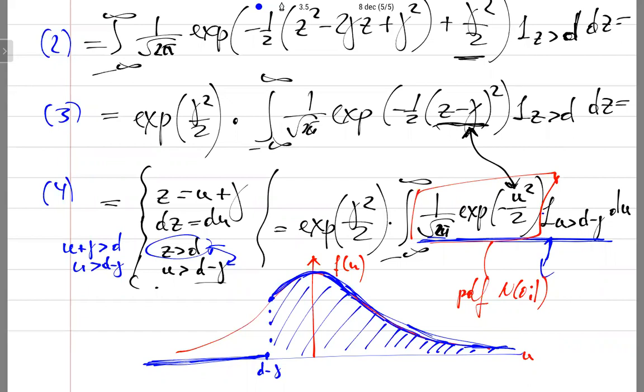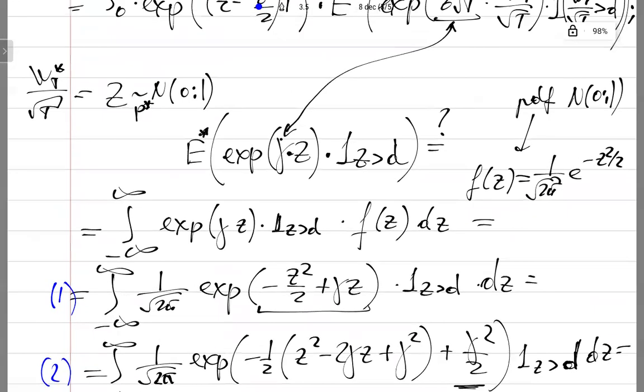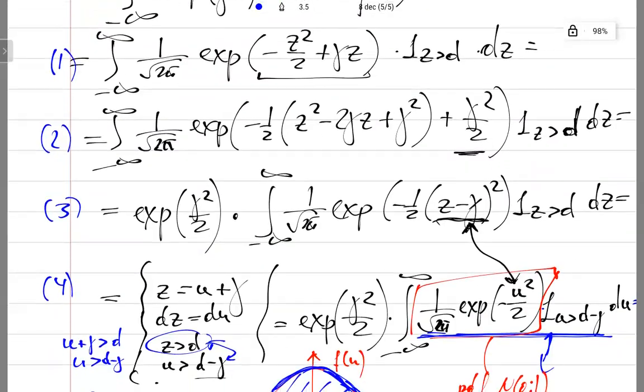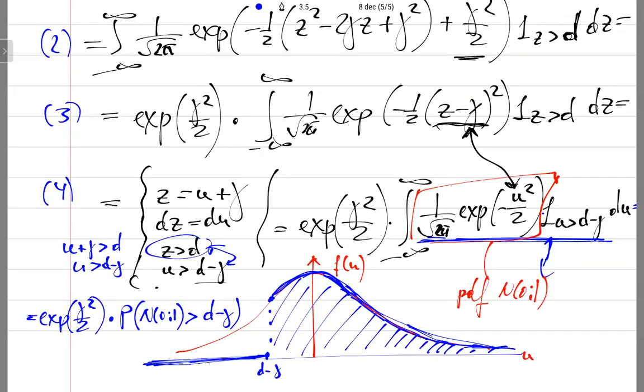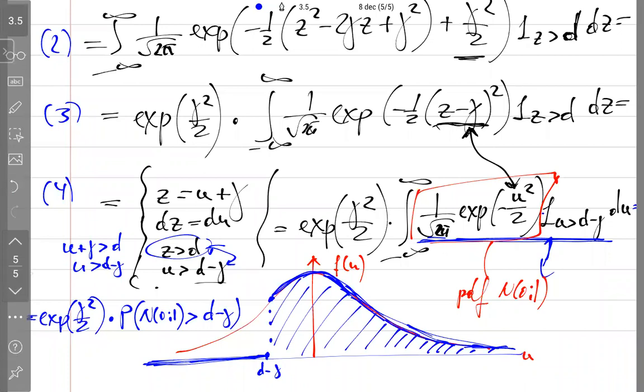Anyway, my answer is just exponent of gamma squared over 2 times the probability that a standard normal random variable will be greater than d minus gamma. And gamma is the constant that equals sigma square root of T, right? Yes. Thank you. So finally, we have our expression for the first term.